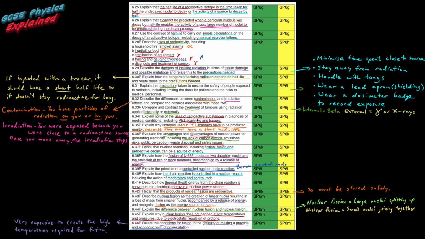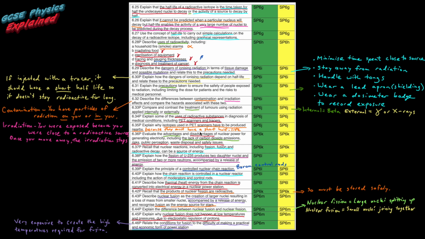Explain some of the uses of radioactive substances in diagnosis of medical conditions, including PET scanners and tracers. So you just say radioactive substances can be used in PET scanners and tracers. Explain why isotopes used in PET scanners have to be produced nearby.